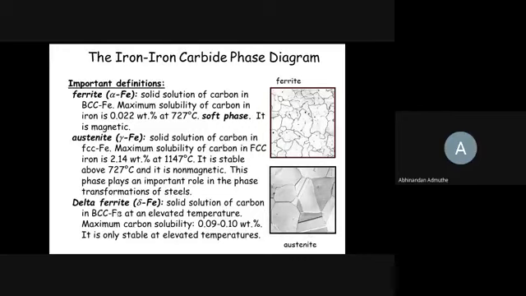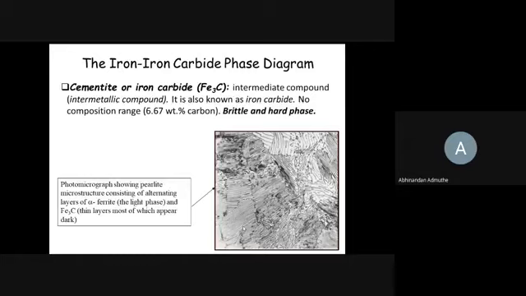Next is delta ferrite. Again, it is a solid solution of carbon in a body-centered cubic structure, but at elevated temperature. The maximum solubility is 0.09 to 0.1%, and it is only stable at elevated temperature. The next important microconstituent present in the iron carbon phase diagram is cementite, or iron carbide. It is an intermediate or intermetallic compound, with a fixed stoichiometric composition of 6.67% carbon, and it is a brittle and hard phase.